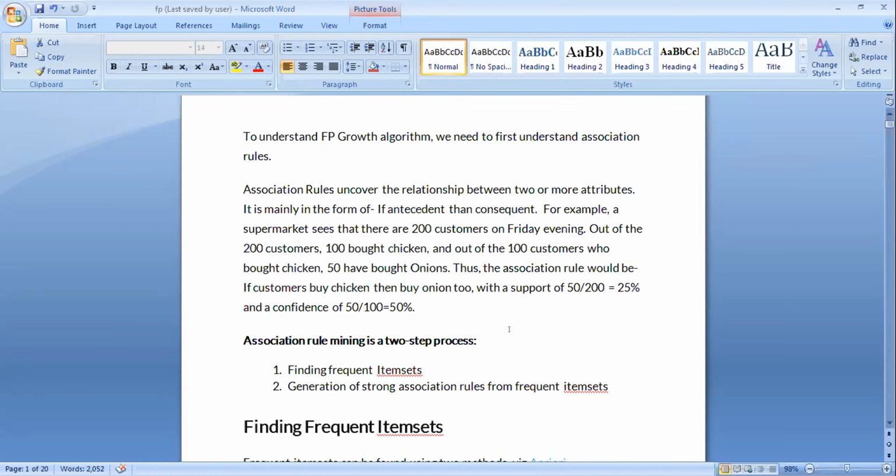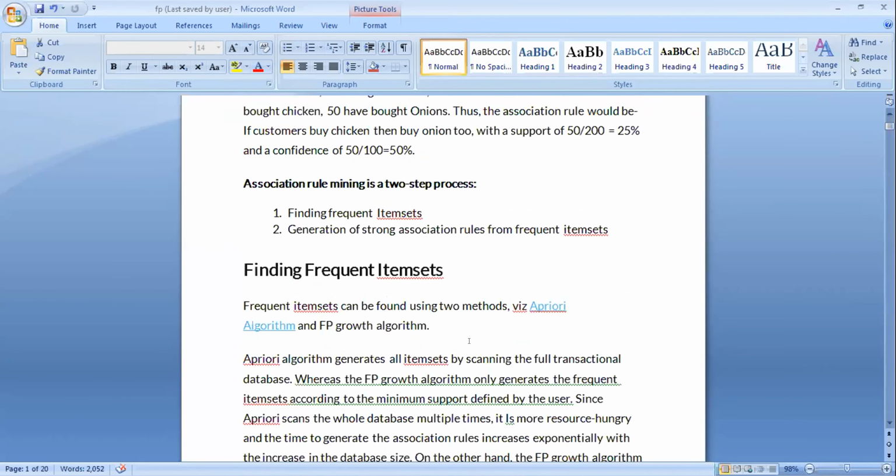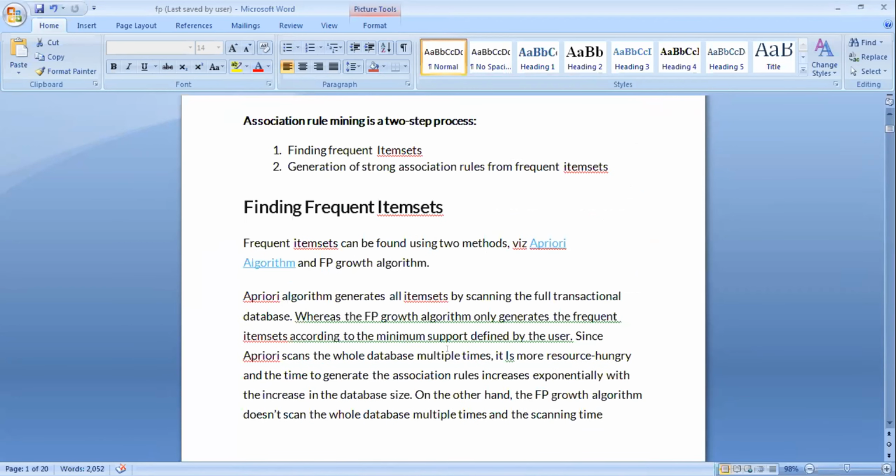So based on this, this is association rule mining with support and confidence. Association rule mining is generally a two-step process. In the two-step process, the first is finding the frequent item sets, and the second is the generation of strong association rules from the frequent item sets. Finding frequent item sets can be done using two methods: one is the Apriori algorithm and the second is the FP growth algorithm.